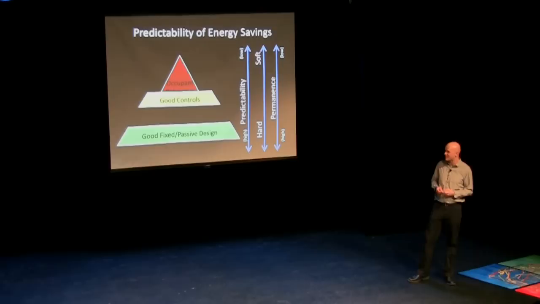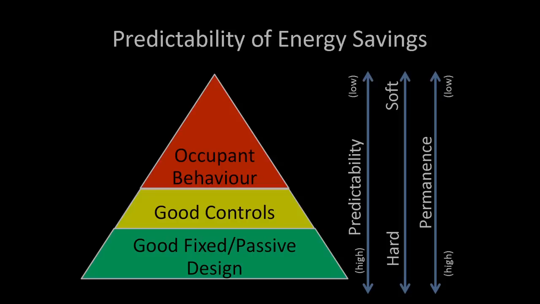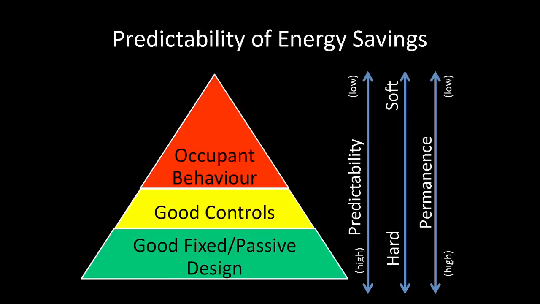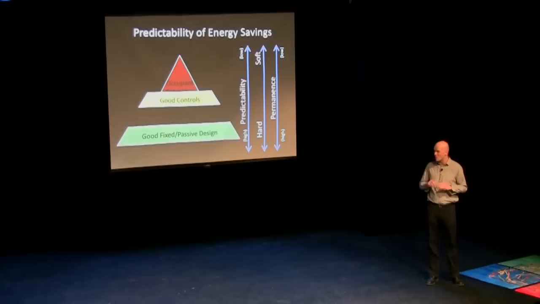Next is good controls. Only once we've mastered the geometry of a building and the fixed design should we look at controls, rather than using controls as a band-aid for poor design. A good example of good controls would be where you have lighting in an office where the controls only let the lights go on once someone has actively pushed a button, and otherwise they remain off. And that would imply that you have a situation where the daylighting is adequate and someone decided they don't actually need to turn the light on at all.